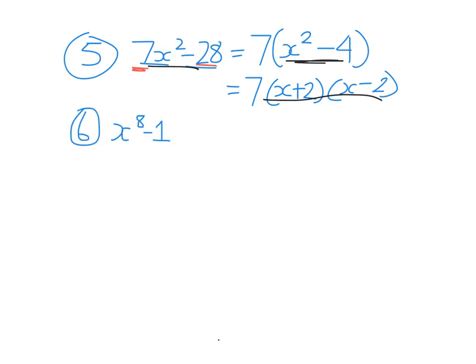So now we've got to factorise fully x to the power of 8 minus 1. It may not look like it, but this is the difference of two squares because this is a perfect square and 1 is a perfect square. The reason x to the power of 8 is a perfect square is because x to the power of 4 squared gives you x to the power of 8. So let's use difference of two squares.